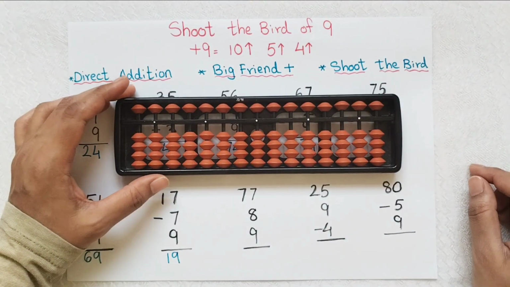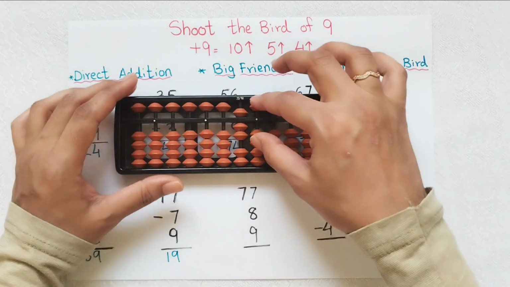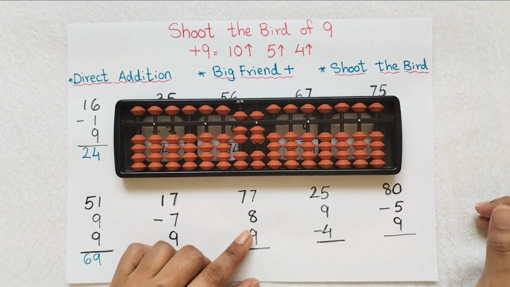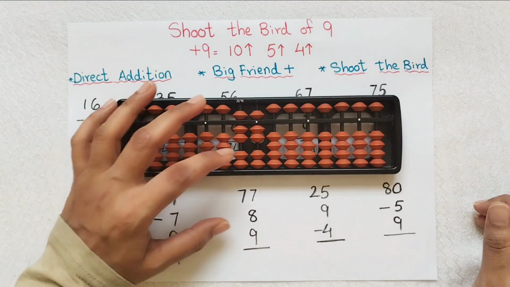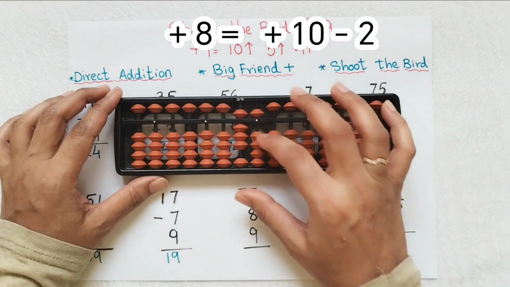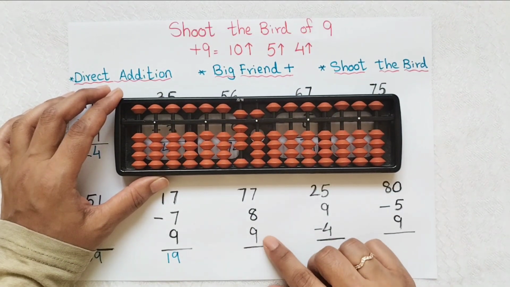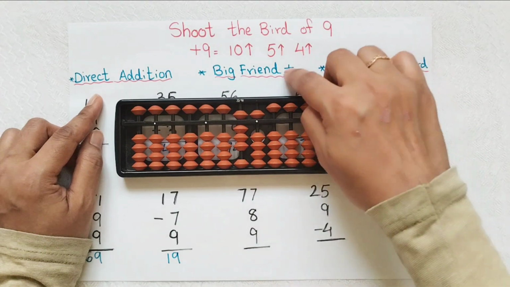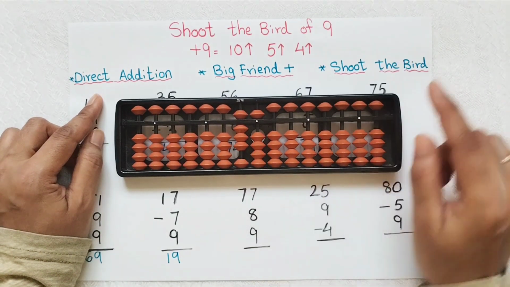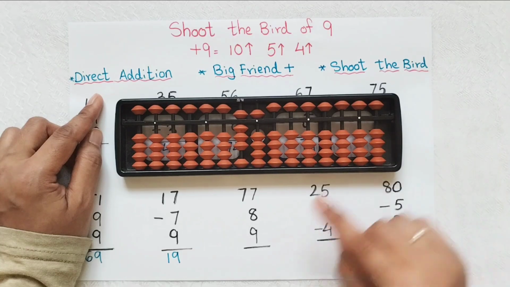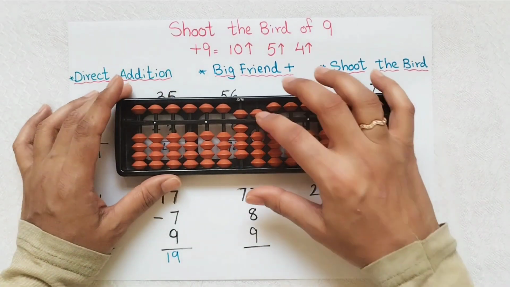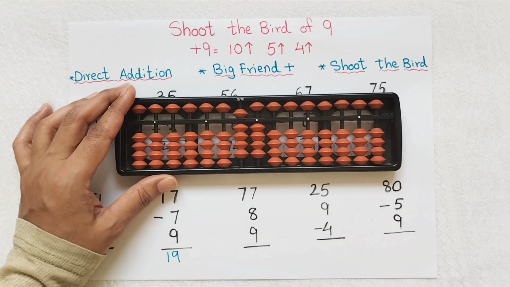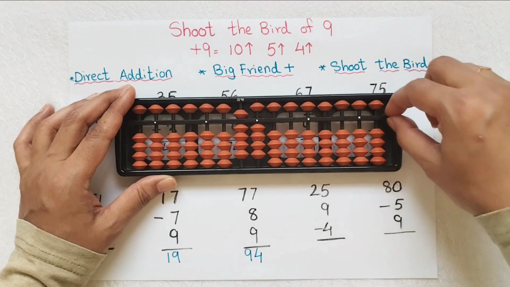77 plus 8 plus 9. 77. Now plus 8. How will I do plus 8? The formula plus 10 less 2. Now plus 9. How will I do plus 9? Direct addition I cannot do. Big friend addition also I cannot use. So I have to use shoot the bird. That is 10 up, 5 up, 4 up. My answer is 94.